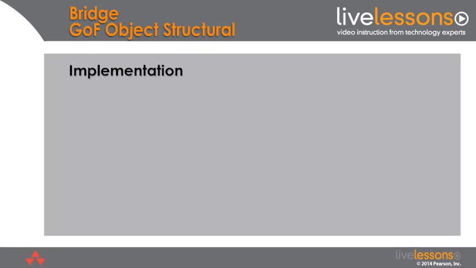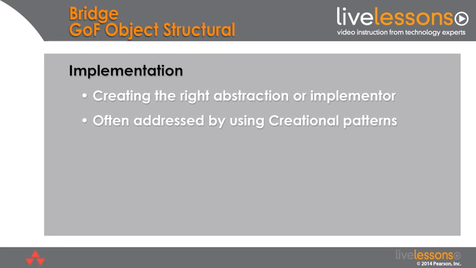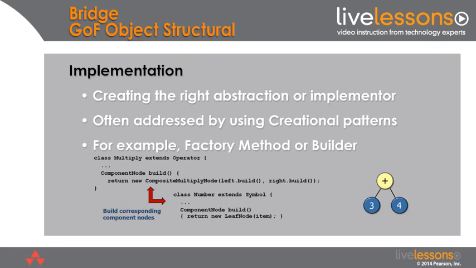There are a number of interesting implementation details to consider when you try to apply the bridge pattern. One of the key issues is how do you create the right abstraction and/or the right implementation? In practice, this is often done by using creational patterns like factory method or builder. You may end up having various ways of creating the appropriate implementer hierarchy nodes. In our case, this would be things like the various composite multiply nodes or leaf nodes or other kinds of nodes. And we can do that in a way that's abstracted away from the client's interface or the client's access. We'll cover Builder later and show how it can be used to create composite expression tree nodes.